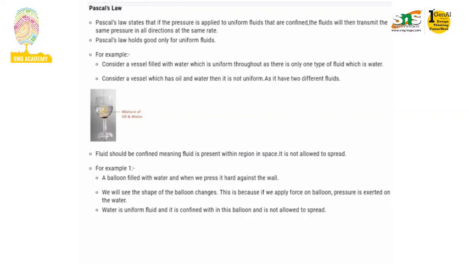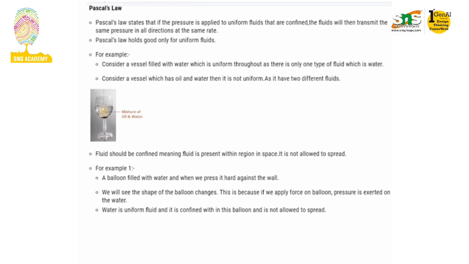So the next topic is Pascal's law. Okay, Pascal's law is very simple. Pascal's law was discovered by the scientist Pascal. It states that if pressure is applied to uniform fluids that are confined, the fluid will then transmit the same pressure in all directions at the same rate. So Pascal's law holds good only for uniform fluids.